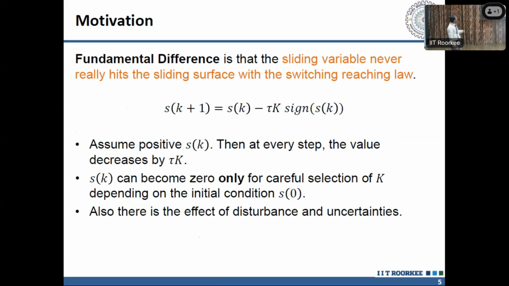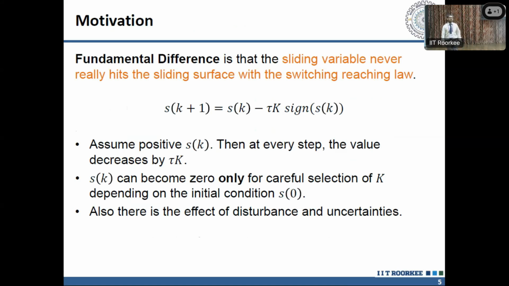So you can see where I am going. Assume some positive sk. Then you see that at every step, the value of this sk is getting decreased by tau, the sampling time, tau the sampling time, your gain. So every instant of time, whatever my present value is, I am getting it decremented by tau. So when can sk become 0? It can become 0, but only for a careful selection of k, depending on the initial condition of s.